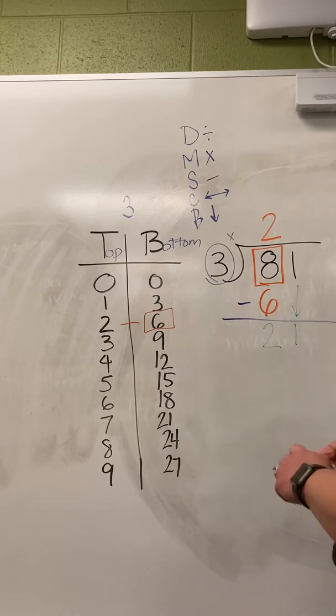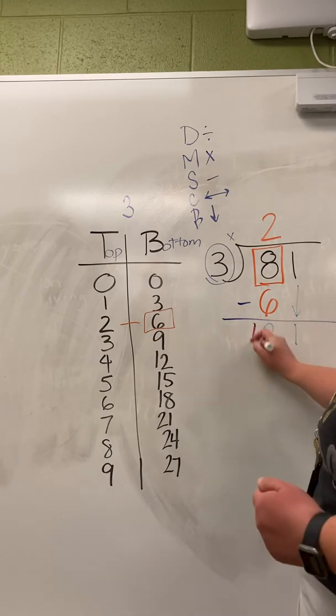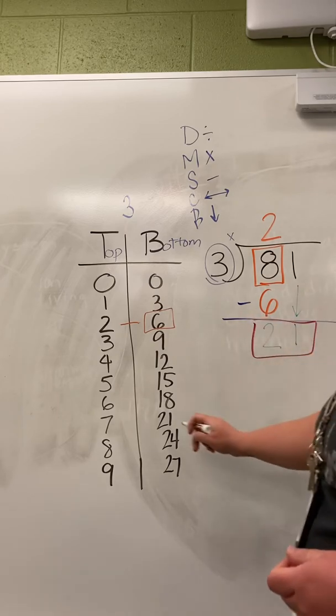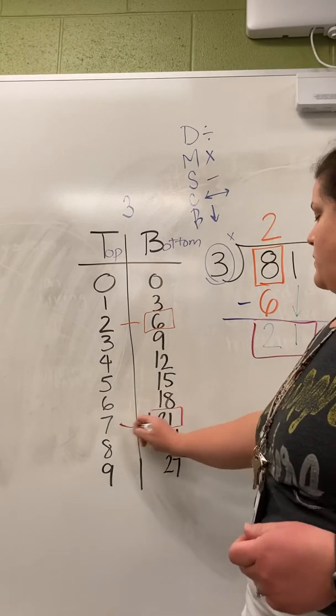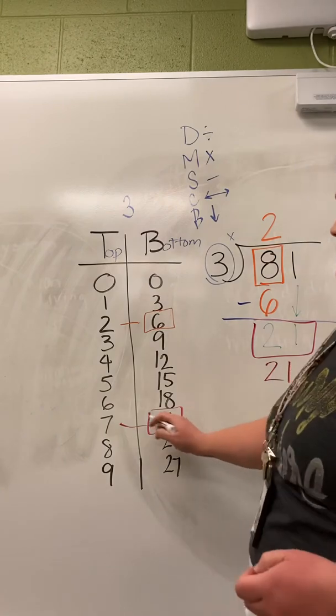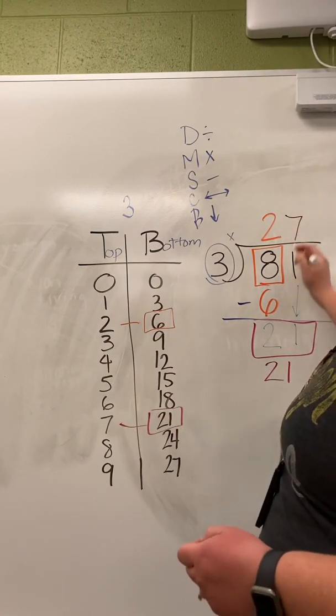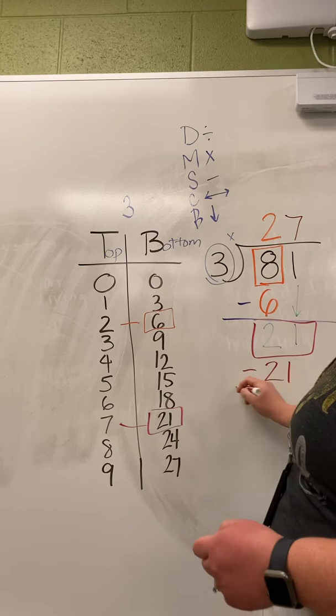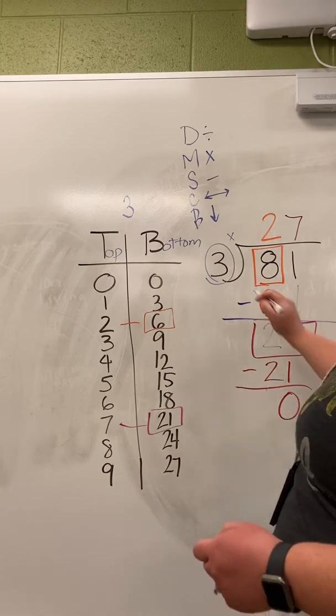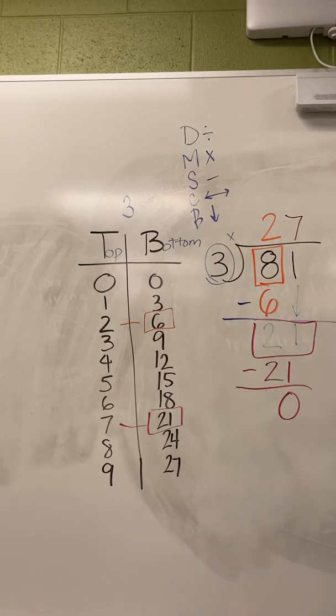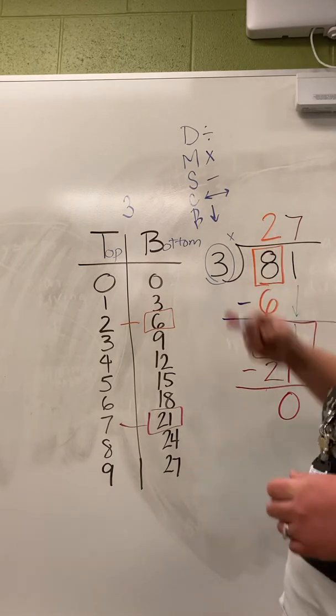So we repeat. 21 then, we look for 21 without going over. Closest to 21 is 21. So 21 goes on the bottom. Its pair is 7. 7 goes on the top. We subtract. 21 minus 21 is 0. 0 is less than 3, and there's nothing left to do. So 81 divided by 3 is 27.